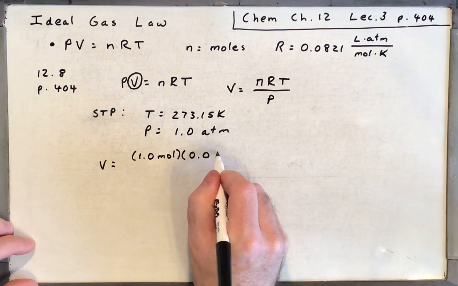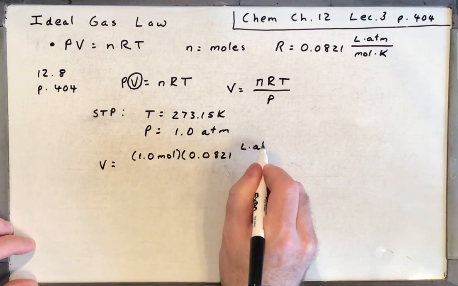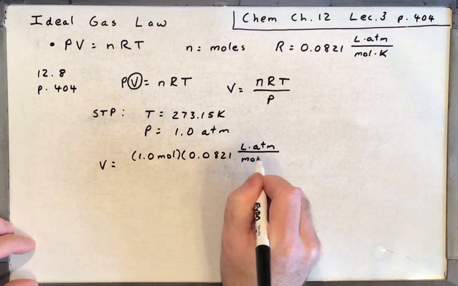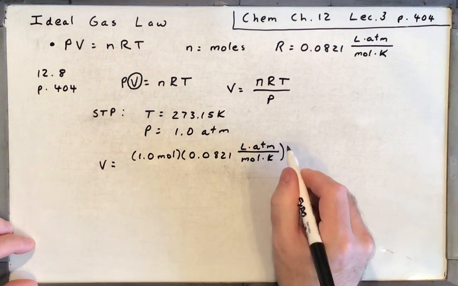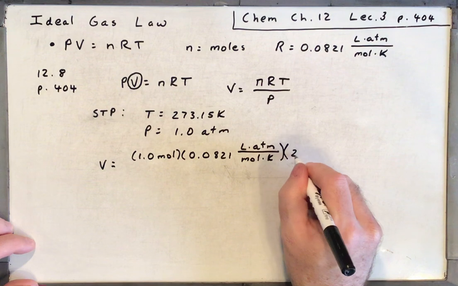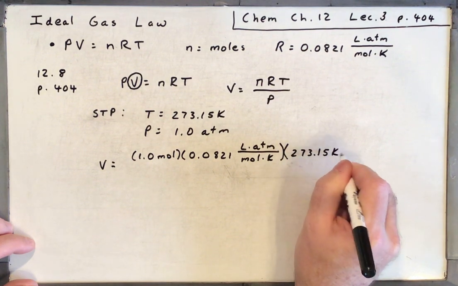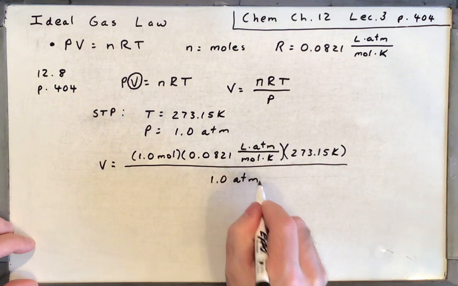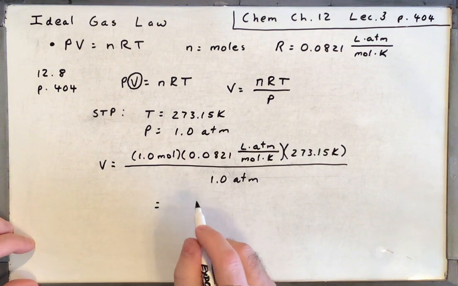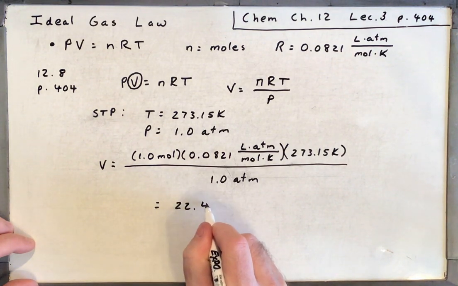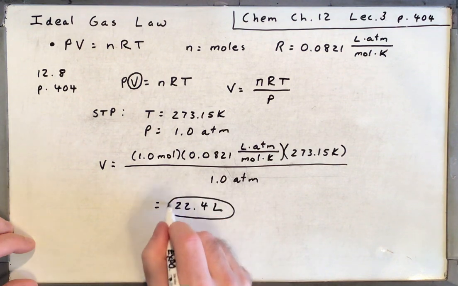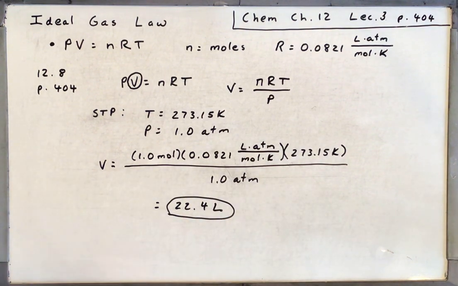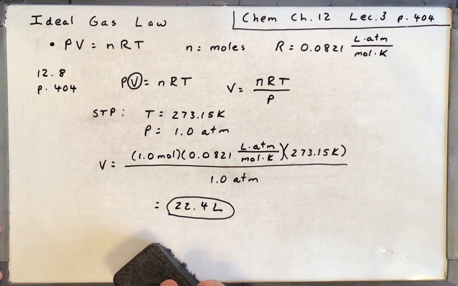R is our constant, 0.0821. Temperature, 273.15 K. And then our pressure is 1 atmosphere. All right, so if you put that in your calculator, you should get 22.4 liters. So give that a try and make sure that you can work that formula in your calculator. All right, pause the video if you need to, and we'll do the next 2 problems.